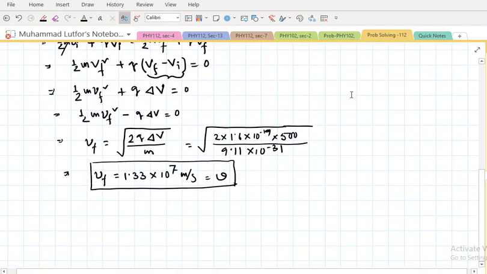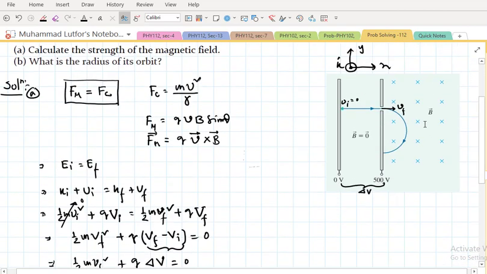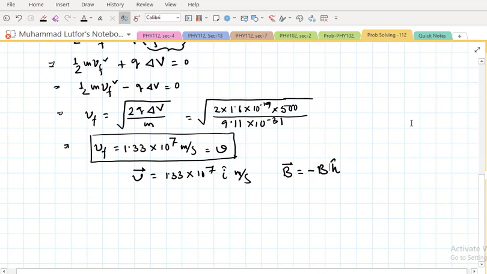If it is the case, then I can say the V, in terms of vector, the speed of the electron, is 1.33 into 10 to the power 7 i hat meter per second, right? So this is the speed of the electron, and the magnetic field, which I have to find out, would be minus B into k hat, right? Because the magnetic field over here is basically into the space, so that says with a minus k hat.